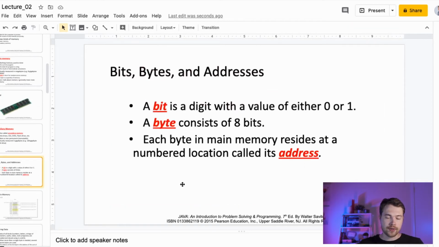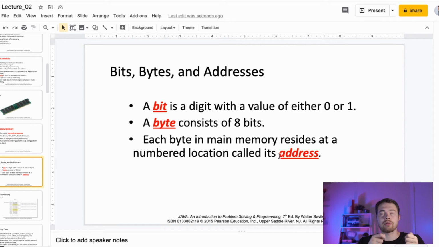So, bits, bytes, and addresses. A bit is a single digit with a value of either 0 or 1. A byte consists of 8 bits. Each byte in the memory resides at a numbered location called its address. Here's how the computer works. Each byte in memory, in RAM or hard drive or wherever that byte is located, has its own address. It's very similar to your own home address.